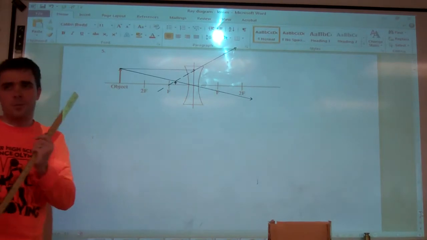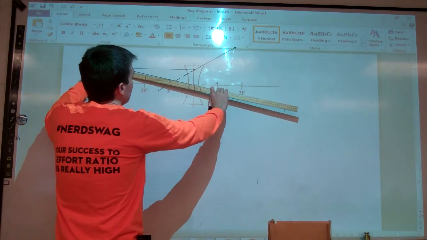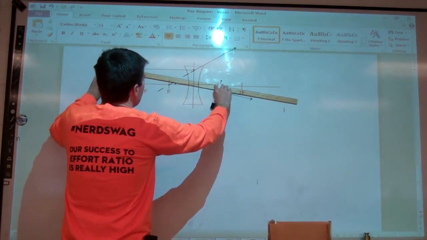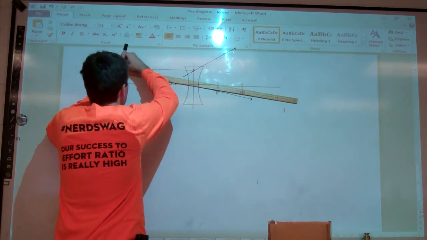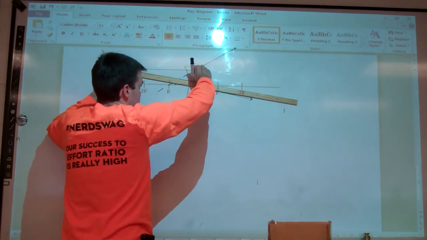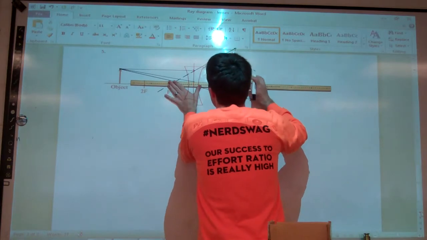Let me draw a couple more lines up here and I'll see if I can answer your question. So for the other one, we're going to go like this. This is the focal then parallel, so we draw toward the focal on the other side. And then parallel.